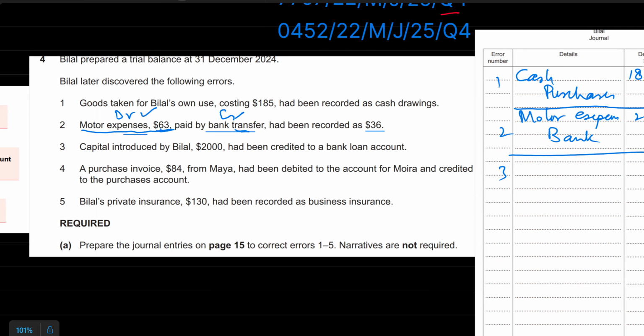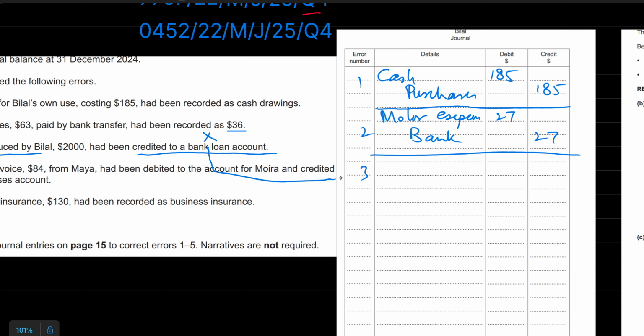Now let us move to question number 3. Capital introduced. When capital increases, it is credited, but it was credited to the bank loan account. This account was wrongly credited. So if an account is wrongly credited, record it as a debit entry. Bank loan debit, and capital was omitted to be credited, so the capital account will be credited here.